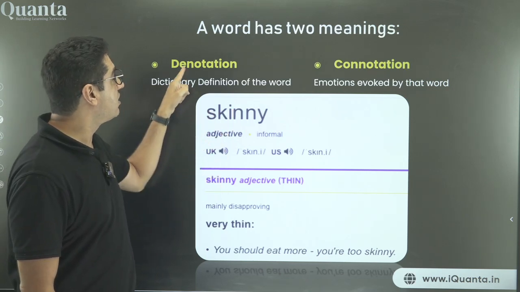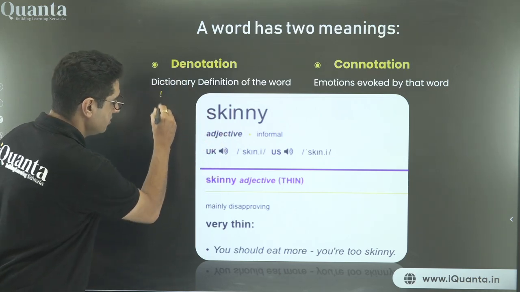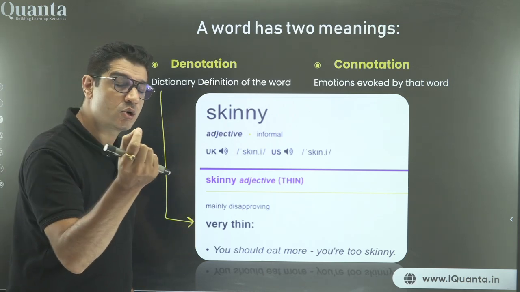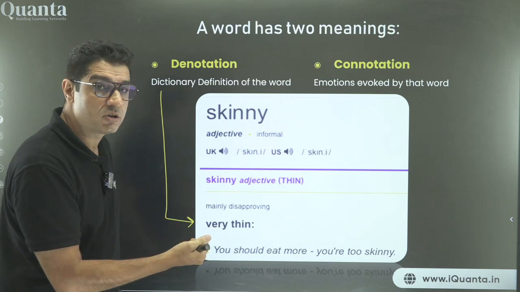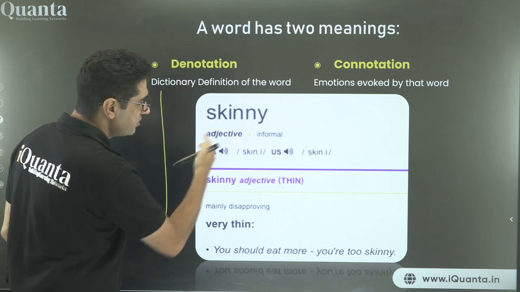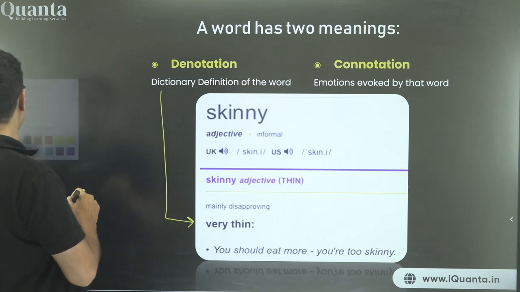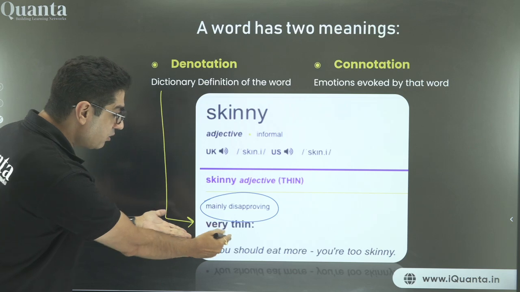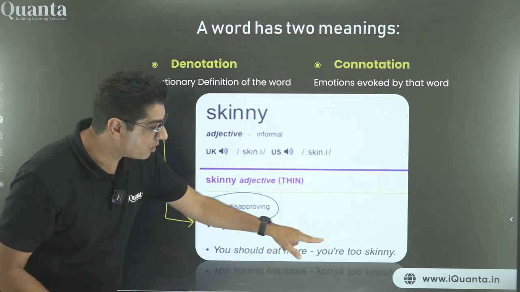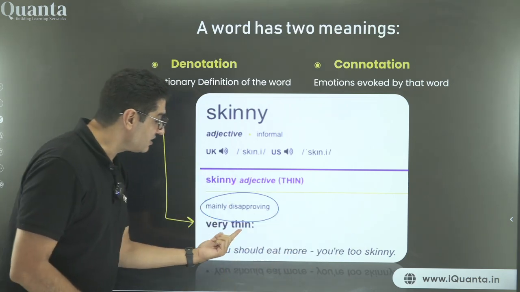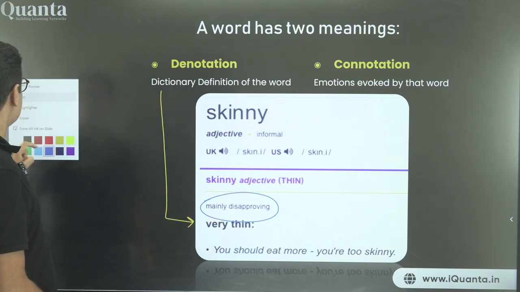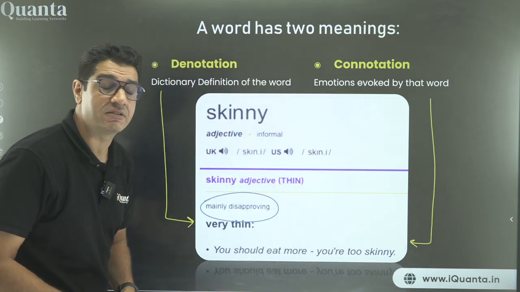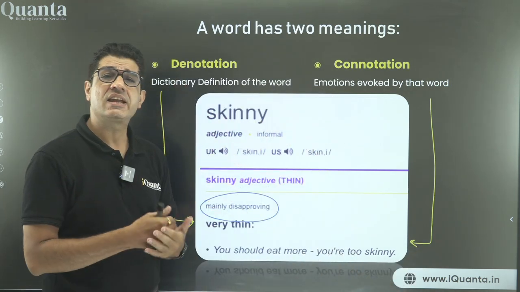Now look at the denotation, the dictionary definition. It means very thin. But then I want to draw your attention to the connotations. Notice, when the dictionary describes skinny, it says that it is a word which is mainly disapproving. In fact, look at the example too. You should eat more, you are too skinny. So yes, this word means very thin, but when you use it for a person, the emotions that it evokes are negative. So can I say that skinny is a negative word?